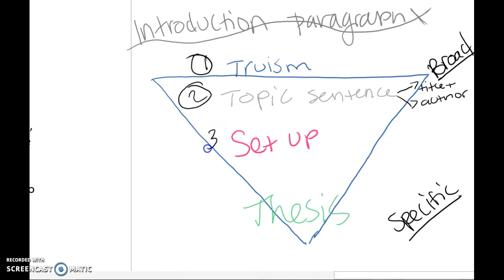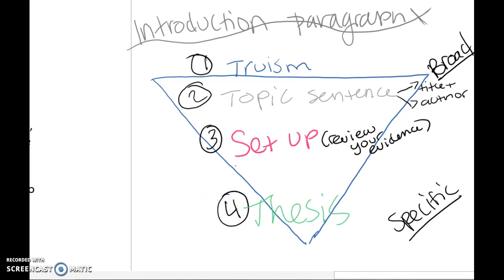Finally, well, not finally, the third thing is your setup. You're going to briefly review your evidence. Think of this as kind of like a preview. And then, finally, you hit it with the thesis.